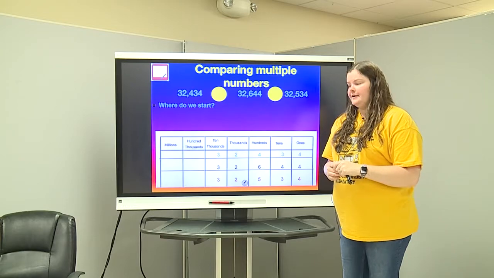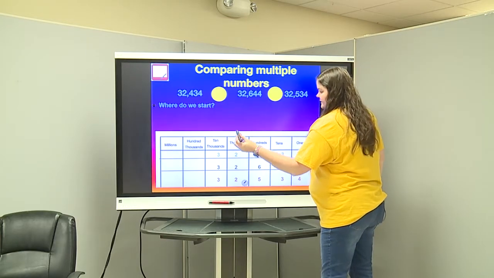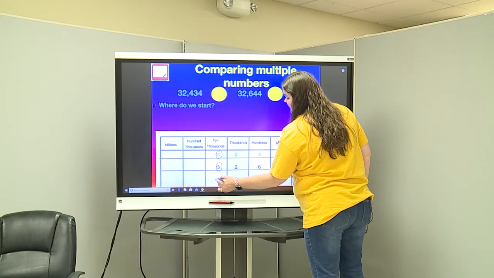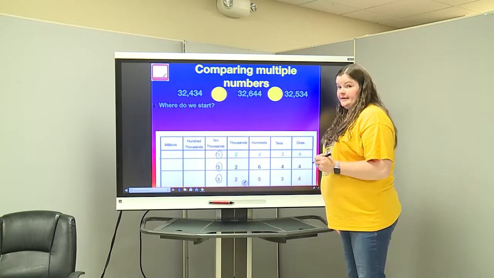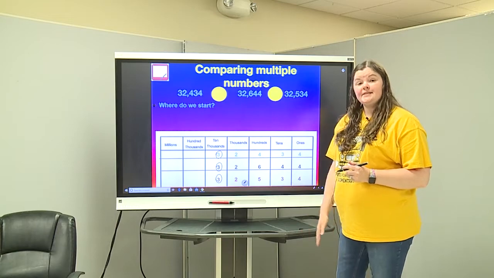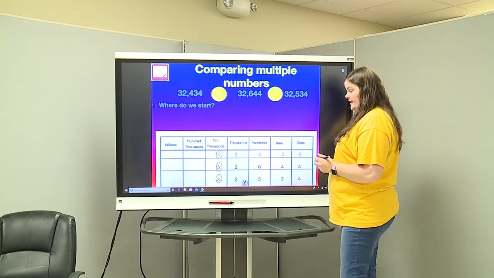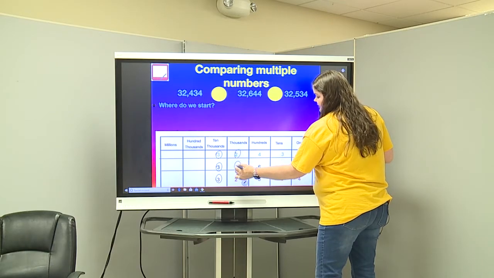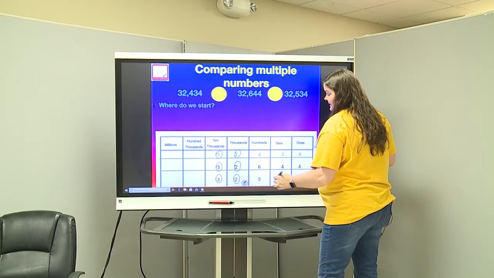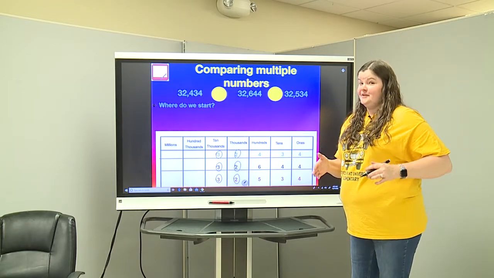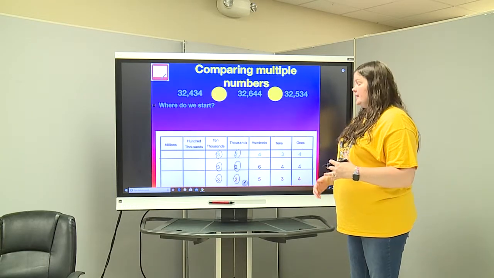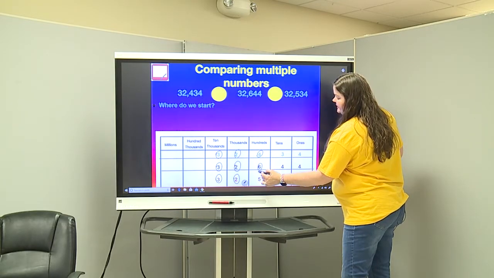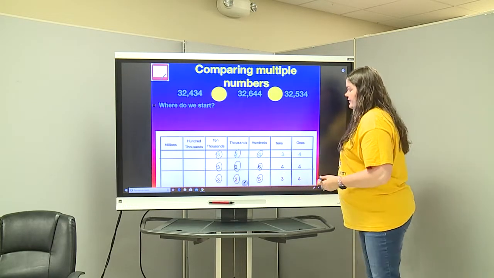Okay, so let's find the largest number here. All right, always want to start in the largest place value. I've got 3 10,000s, 3 10,000s, and 3 10,000s. All the same digits, so now I need to go down to the thousands place. 2,000s compared to 2,000s compared to 2,000s. Again, those are all the same, so now I go down to the hundreds. I have 400s, 600s, and 500s.